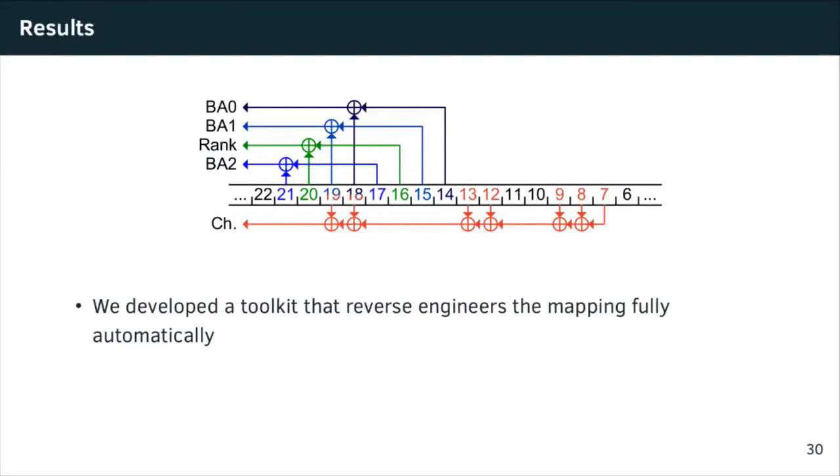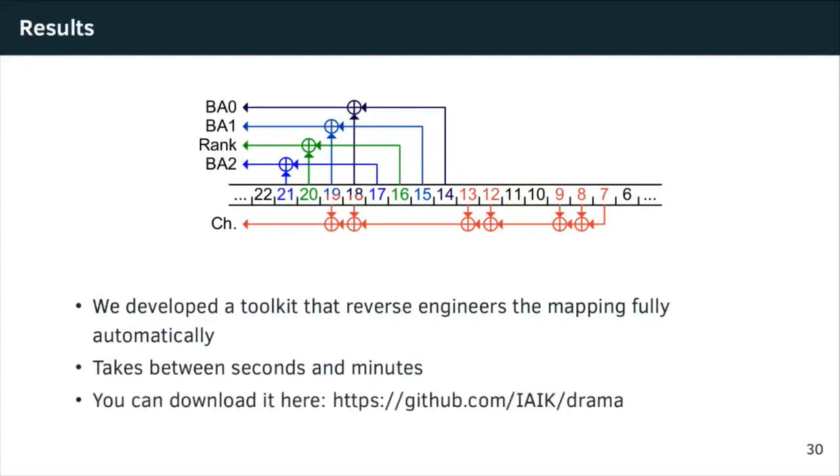And we developed a toolkit that does that fully automated. So we wanted to have that on a lot of computers. So we did a fully automated toolkit to reverse engineer the mapping. And that's really fast, depending on how much memory you have, between seconds and minutes. We open sourced that tool, so it's available on GitHub.